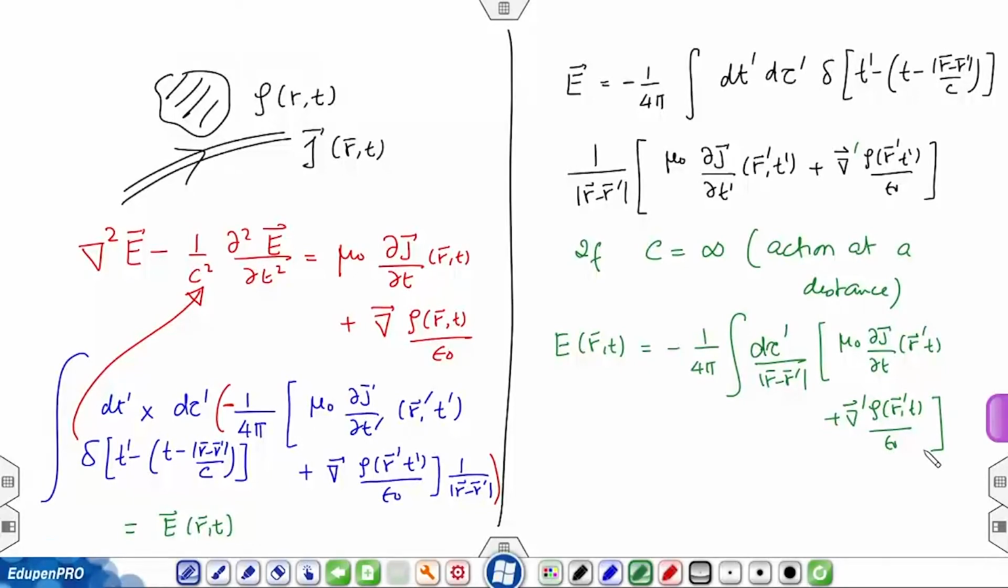However, because the speed of light is finite, you get this retardation term here.